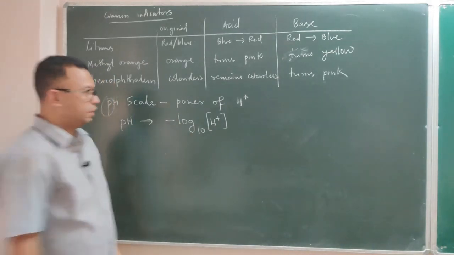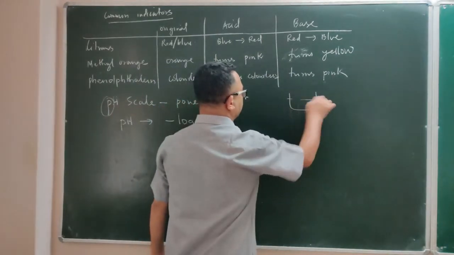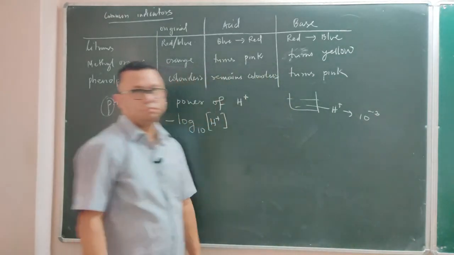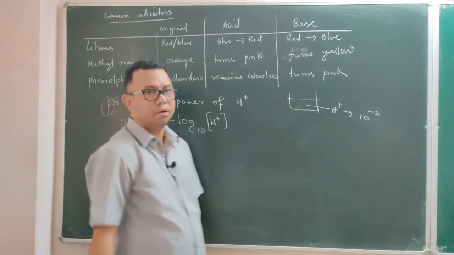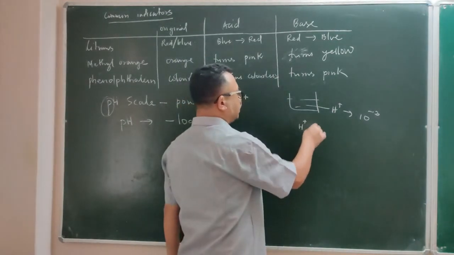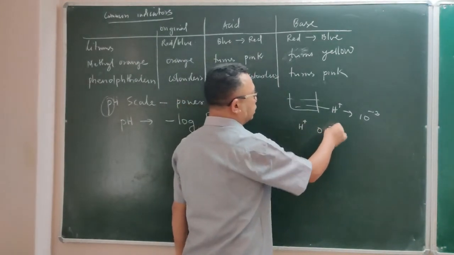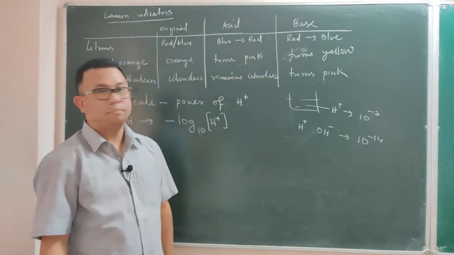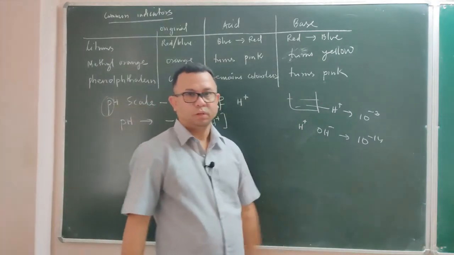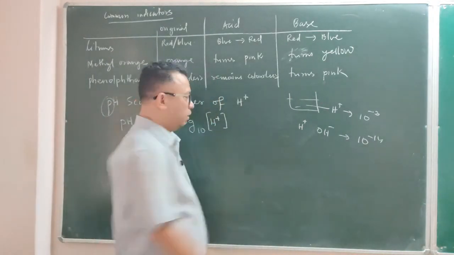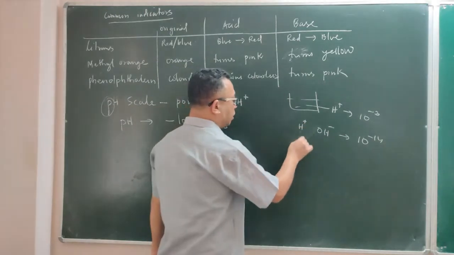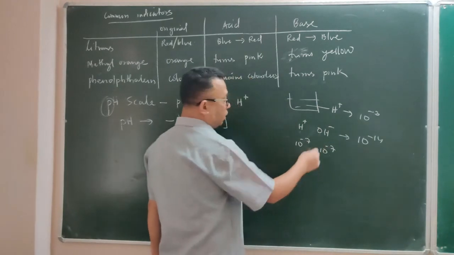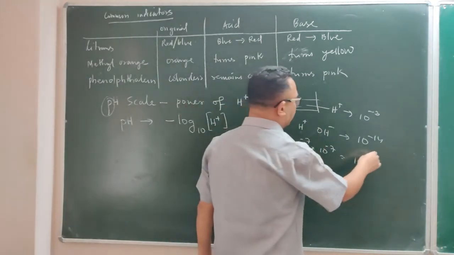Okay, for example, in one particular solution, let's suppose the hydrogen ion concentration is 10 to the power minus 3. And do not forget, the product of hydrogen ion concentration and hydroxyl ion concentration in a solution is 10 to the power minus 14. The maximum which is possible is only 10 to the power minus 14. Because in water, the hydrogen ion concentration is 10 to the power minus 7, whereas the hydroxyl ion concentration is also 10 to the power minus 7. If collectively you multiply these two, it becomes 10 to the power minus 14.